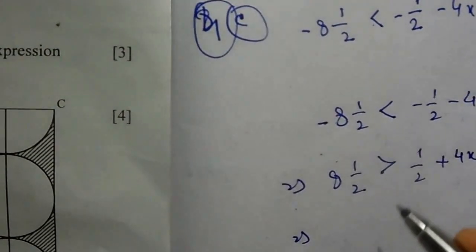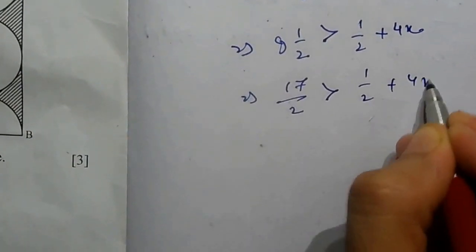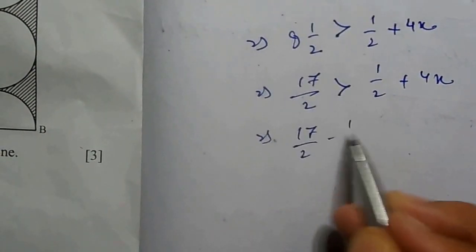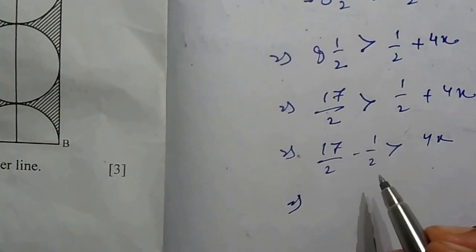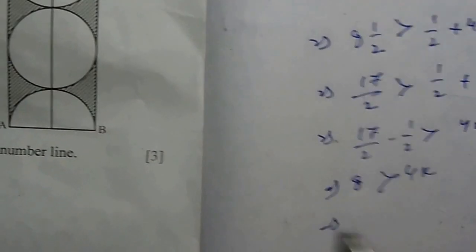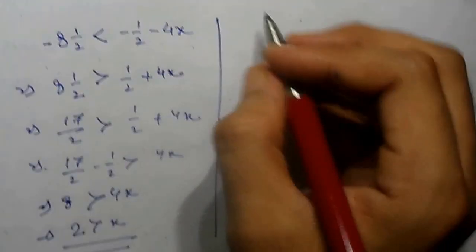Now let's multiply this. It equals 17 by 2 is more than half plus 4x. Now let's take this half over here, minus half. And now what will this equal? This will equal 8, 4x and 2. So we get something over here. Now you have to get another thing.